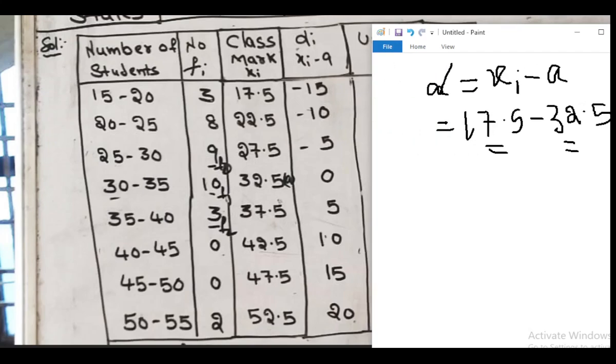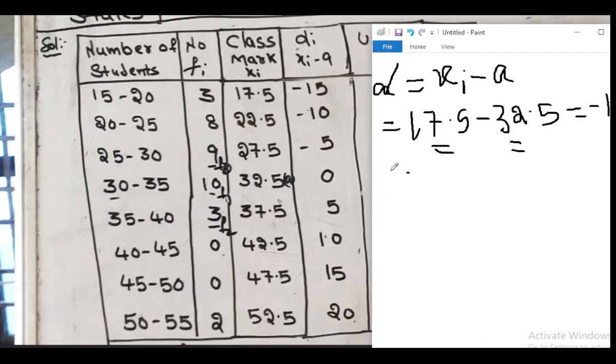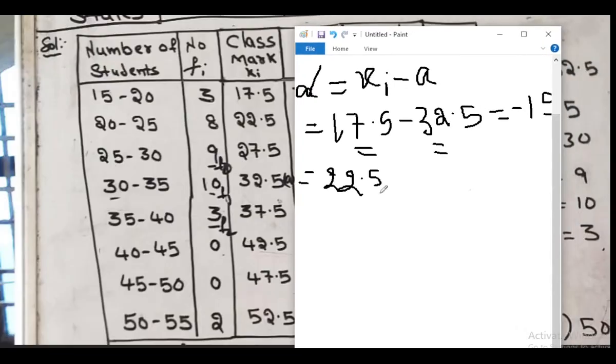Then the second class deviation: from 22.5, if we subtract the assumed mean, that is 32.5, then we get the answer 10. The larger value has the minus sign, so it is minus 10.